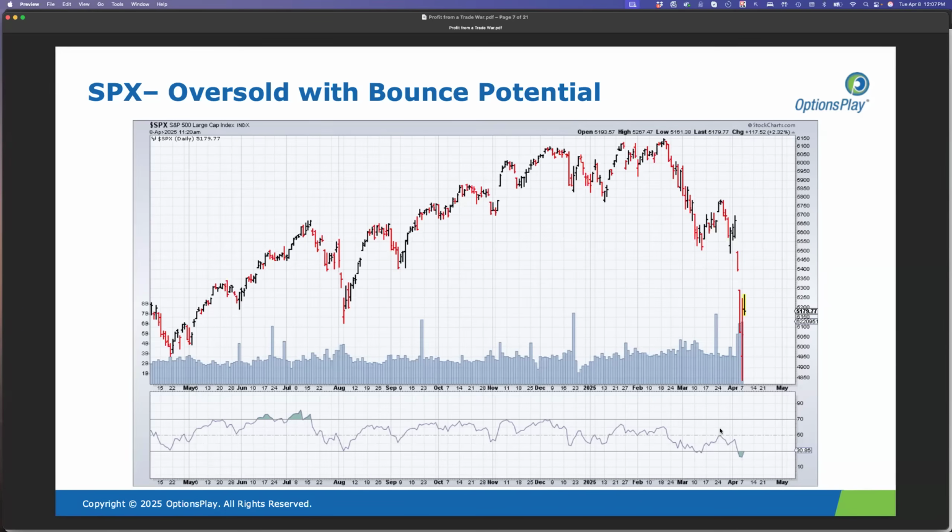So we find ourselves in this position where we've had this very violent sell-off here below 5,500 on the back of the tariff news. We broke below that level here on Thursday. Friday, after China chose to retaliate very quickly, things turned much uglier on Friday.